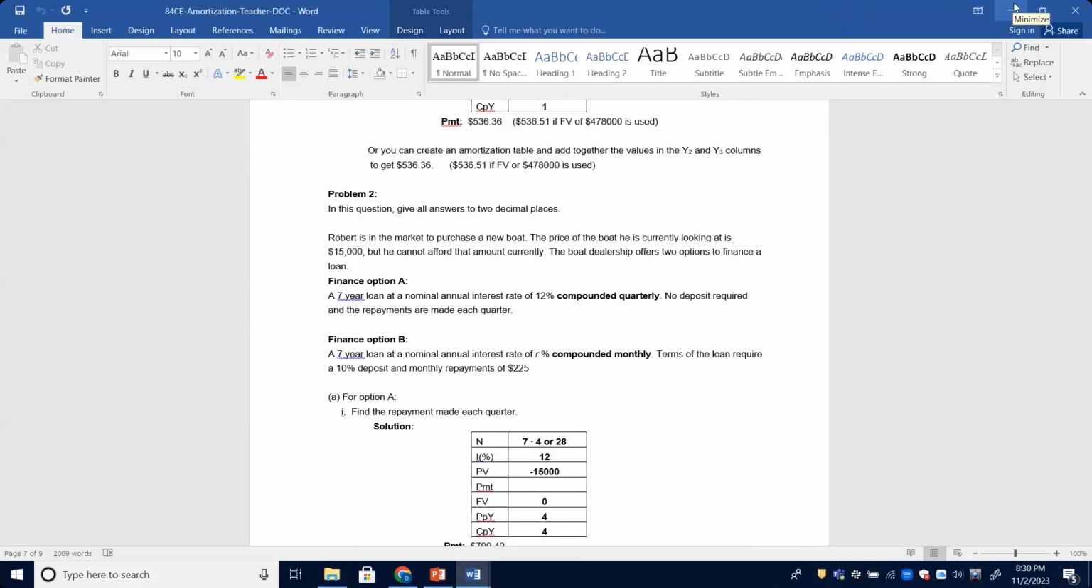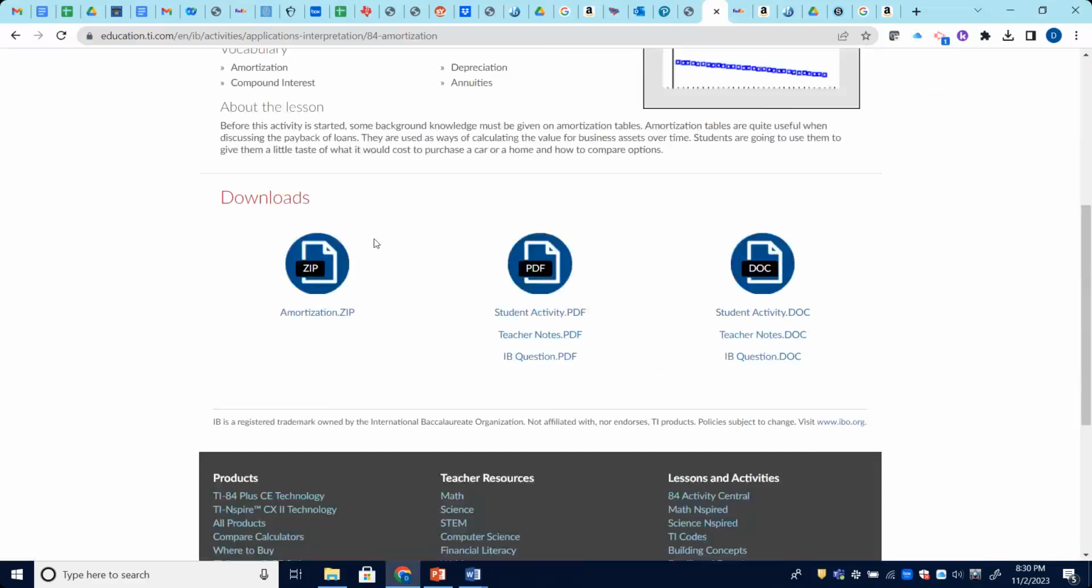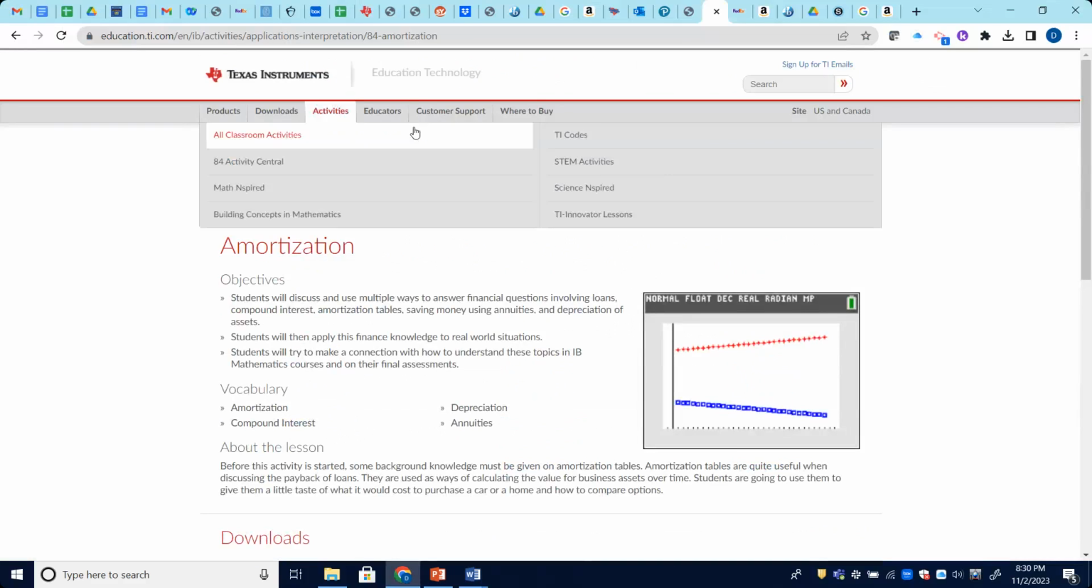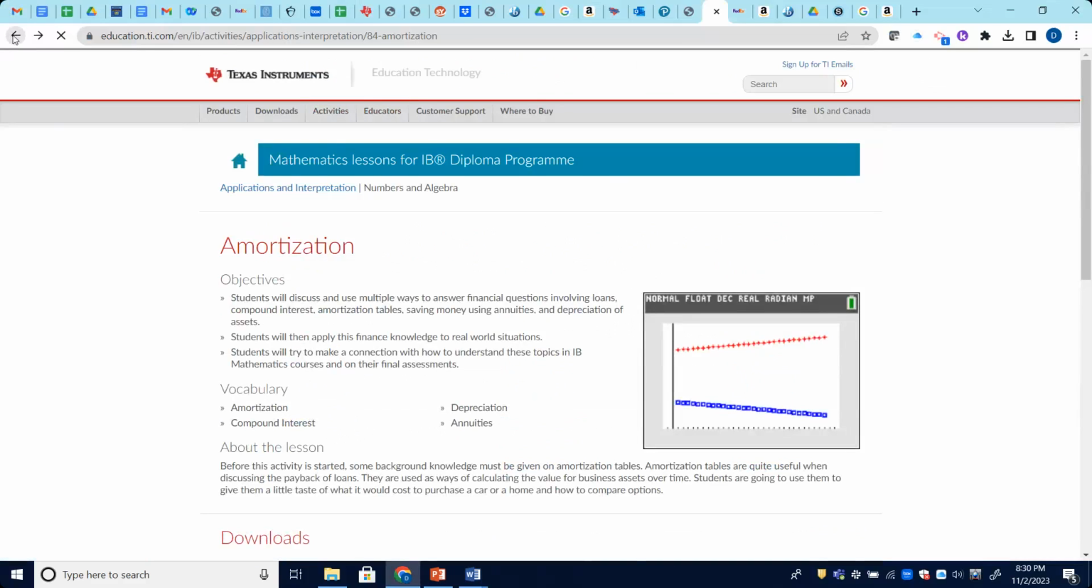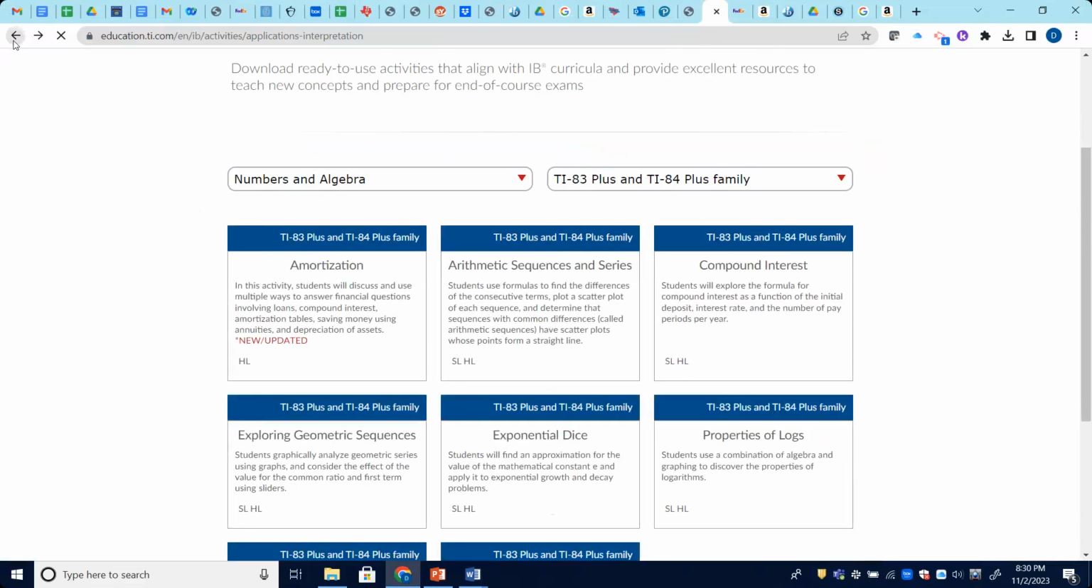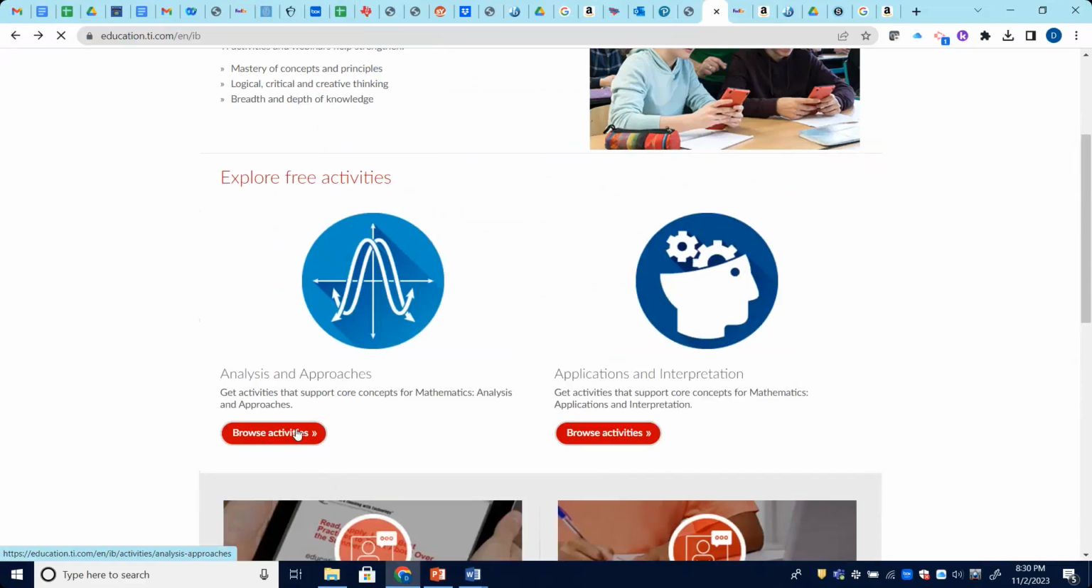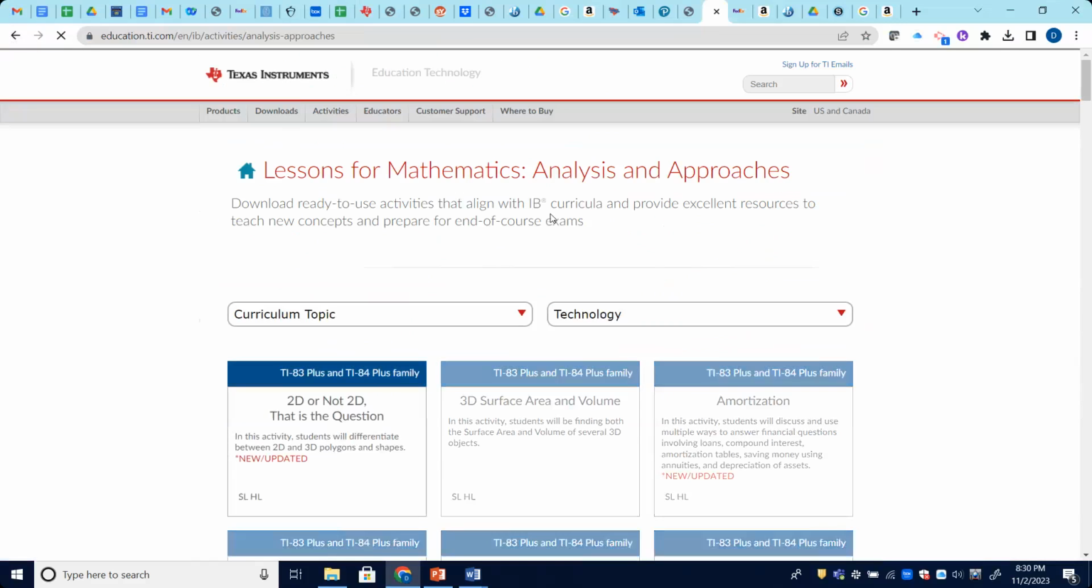Let me go through one with the Inspire. I'm going to go back to my activities. Let's go back one page, go back two pages. I'm going to go now to hopefully analysis and approaches this time. I'm going to give it a second. There you go.